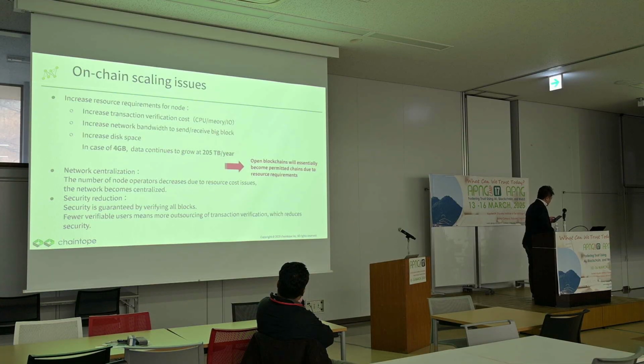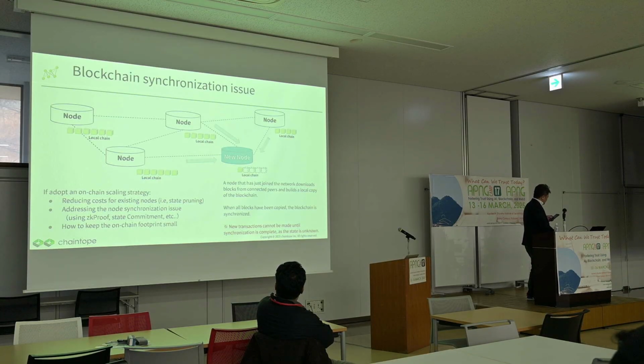About security: security is guaranteed by verifying all transactions. Fewer verifying users means more outsourcing of transaction verification, which reduces the security. Users cannot verify the correctness themselves. Ultimately, the number of chain operators will be limited, making it a permissioned blockchain, and the benefit of blockchain will not be realized.